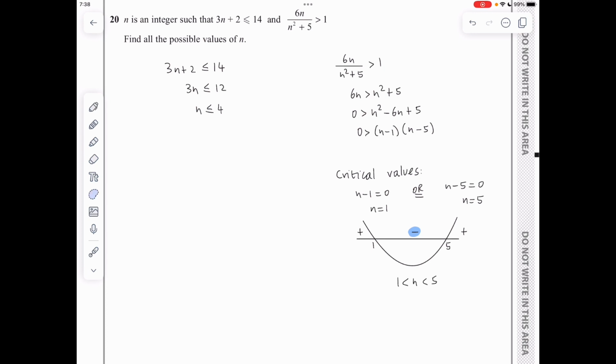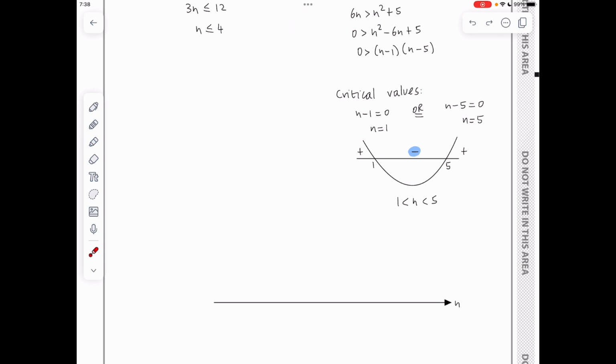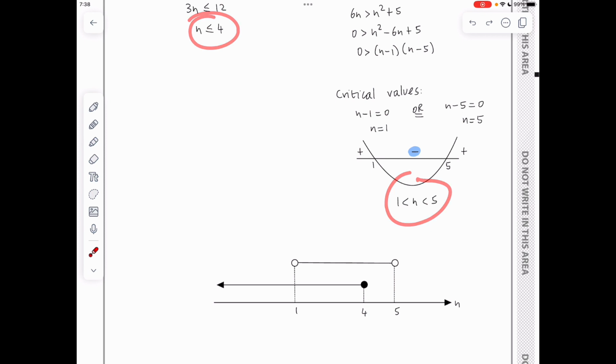Now that we have solved the two inequalities independently, it makes sense to put them together on a number line. So I've got a number line here for n. We have found from the first inequality that n is less than or equal to 4. So I've got a full circle at 4 going to the left. And from the second inequality, the quadratic inequality, we obtain that n is between 1 and 5, and this is a strict inequality. So we've got empty circles at 1 and 5, and we want both of these to be satisfied, and we can see from the number line that this is the region where both of them are satisfied.